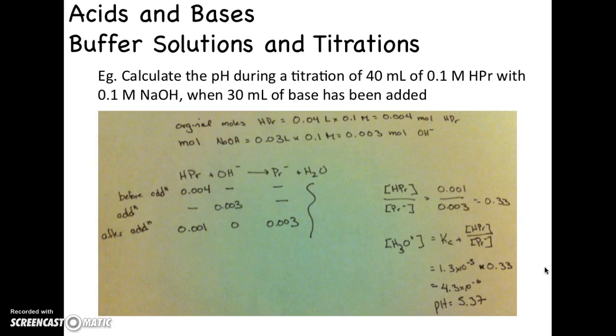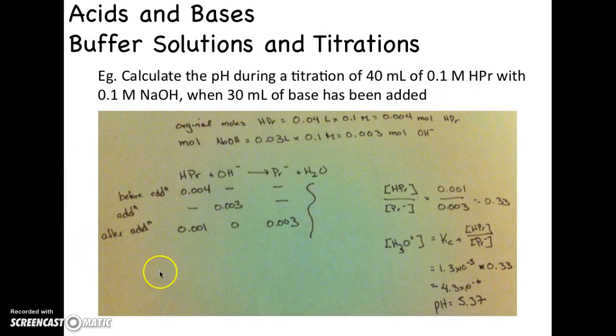So like I said previously, only use it when you actually know you have some sort of buffer solution going on. In this example, we're asked to calculate the pH during a titration of 40 milliliters of 0.1 molar HCN, so prussic acid, a weak acid, with 0.1 molar NaOH, which we know is a strong base, when 30 milliliters of base has been added. So we've already added some amount of our strong base to our weak acid. We know that means that there's going to be conjugate acid-base pairs in solution, and it might be that there's a buffer situation happening.